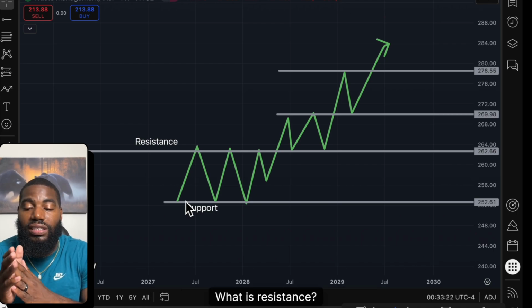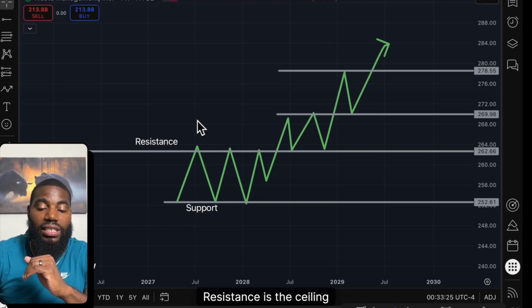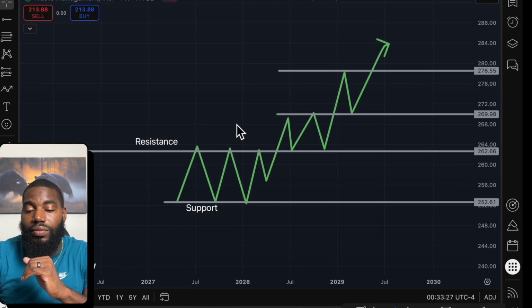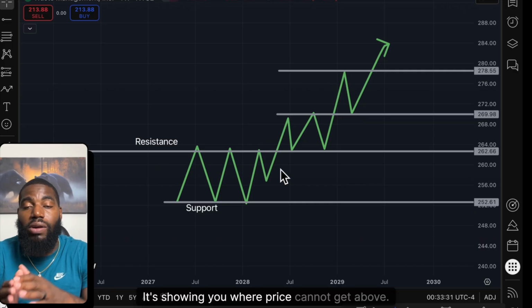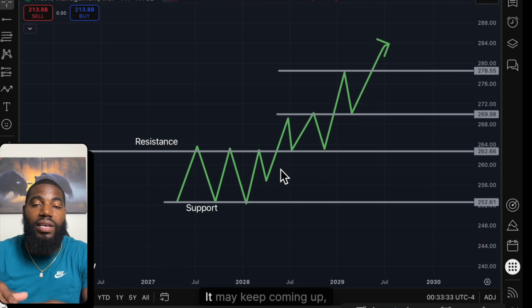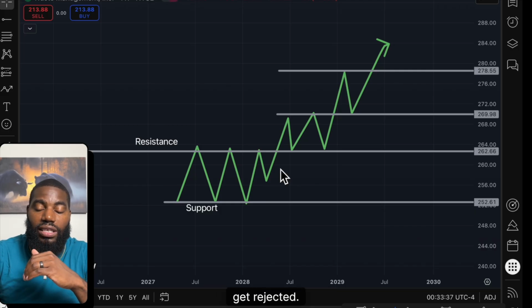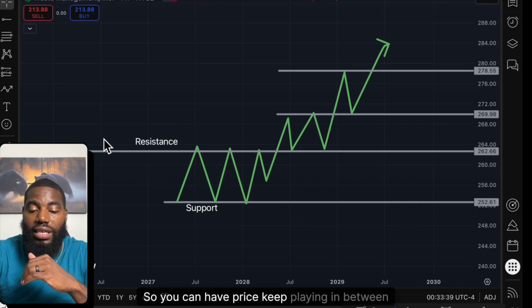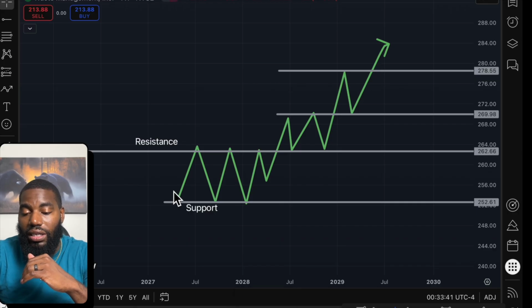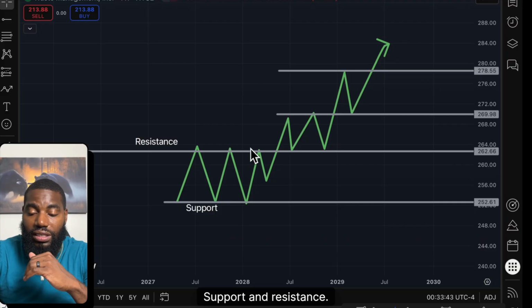Now, the next thing you have is resistance. What is resistance? Resistance is the ceiling. That is here, here, and here. It's showing you where price cannot get above. It may keep coming up, keep getting rejected, come up again, get rejected. So you can have price keep playing in between these 2 levels, support and resistance.